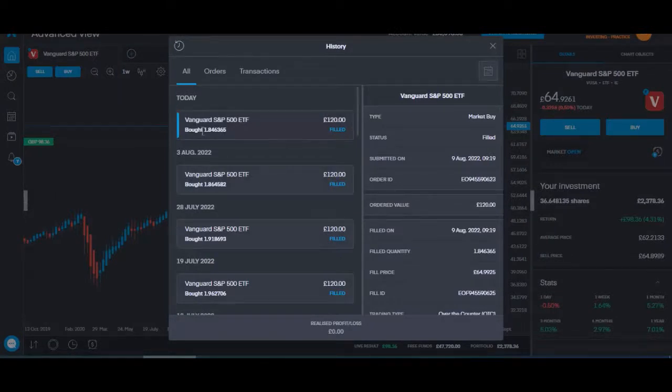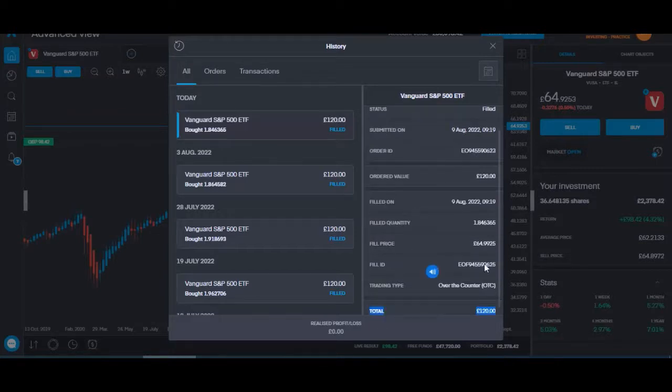So there we have it today. We got 1.846 shares for 120. It was at 9:19, and the fill price was 64.9925.